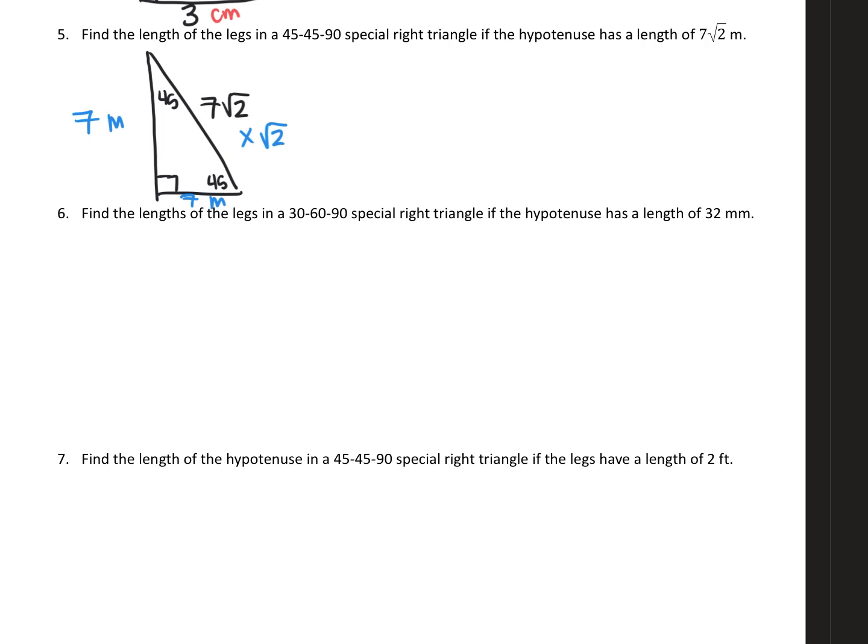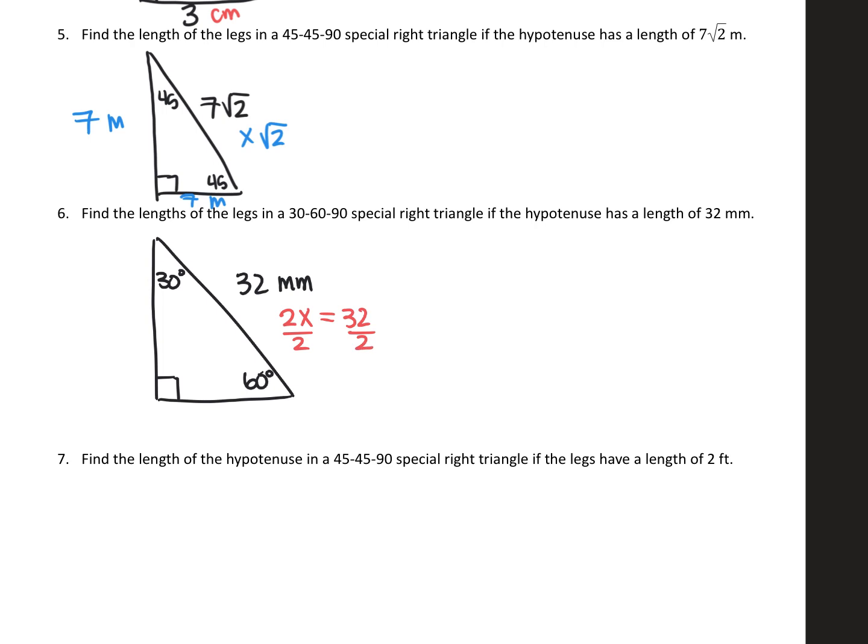Next, we want to find the lengths of the legs in a 30, 60, 90 special right triangle whose hypotenuse has a length of 32 millimeters. So we know that 2 times x gives us the 32. So we divide by 2. And that tells me that my shorter side is 16, which then tells me my longer leg is 16 square root 3.